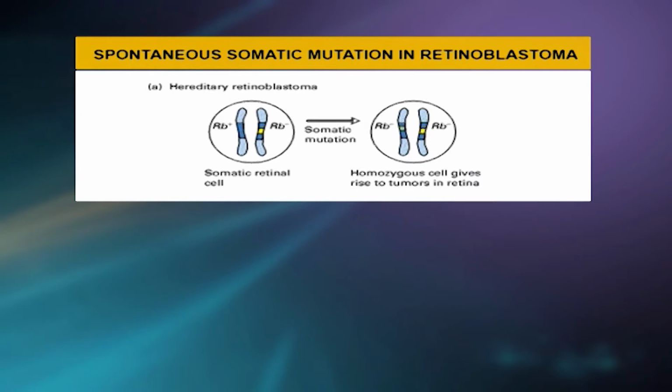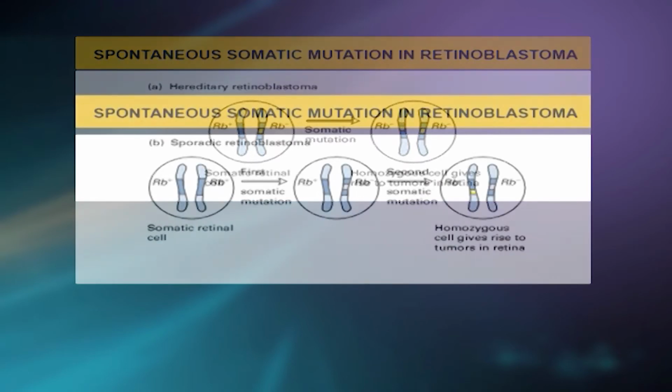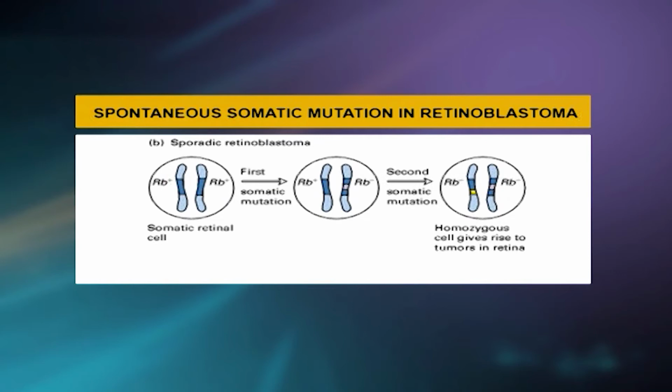A second form of this disease, called sporadic retinoblastoma, results from two independent mutations disrupting both the retinoblastoma alleles. Since only one somatic mutation is required for tumor development in children with hereditary retinoblastoma, it occurs at a much higher frequency than the sporadic form, which requires acquisition of two independently occurring somatic mutations.